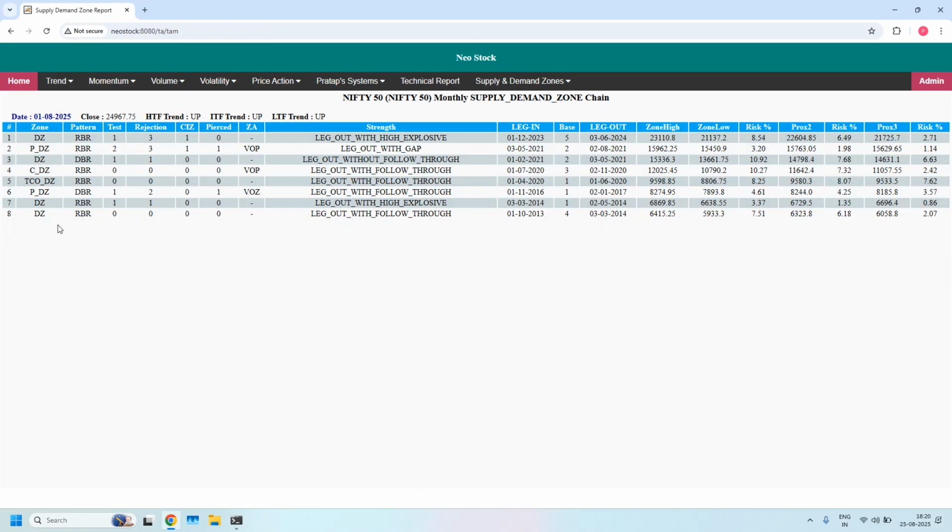In any supply demand zone chain report, always look into the zone column to find the high liquidity zones. Look into the pierced column to find the pierced zones, and also look into the LTF trend to find the trend of the current time frame you have selected. You already learned one time frame higher is ITF and one more time frame higher is HTF.